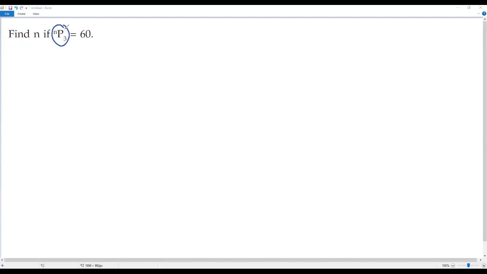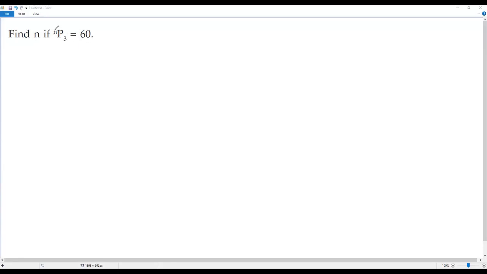Whenever we see something like this, nP3, it's actually a permutation. Permutation means n is the given number of things, out of which we select 3 and arrange them in a particular order. In how many ways can it be done? That is given by the result of this nP3. In this case, it's 60. That is, we select 3 out of n things and arrange them in a particular order in 60 ways.